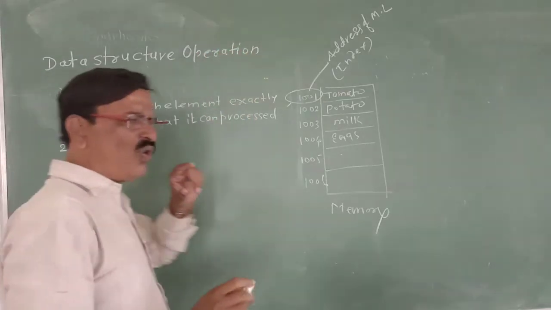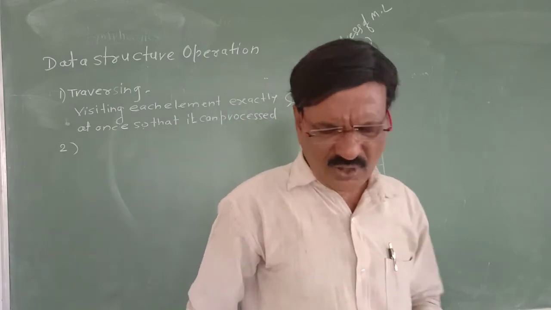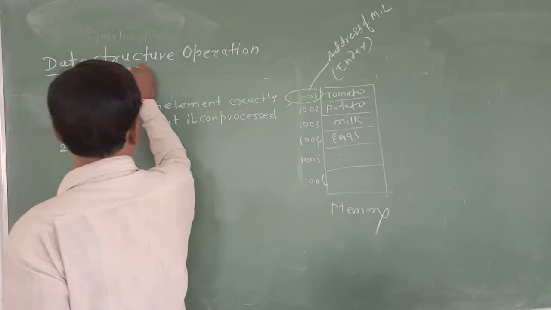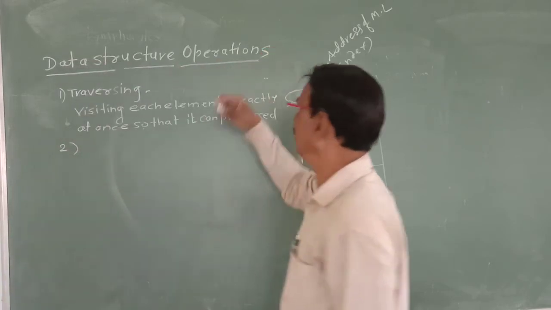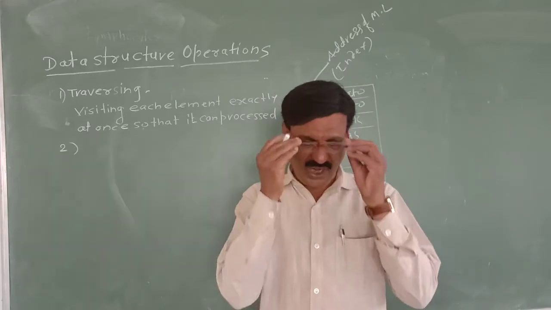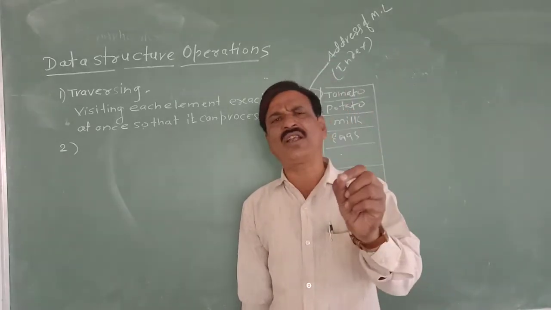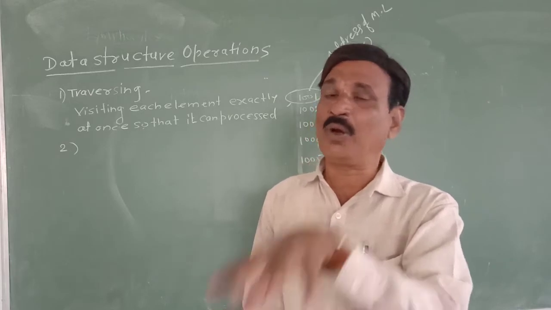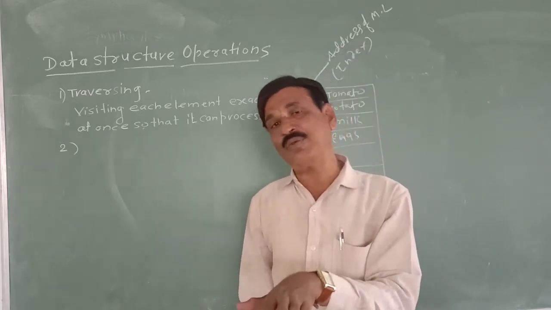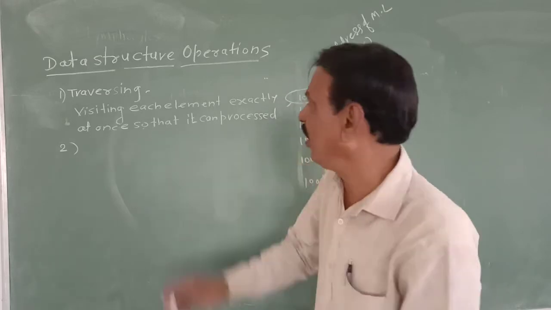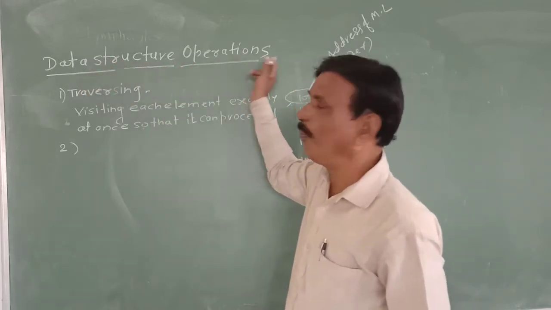Traversing is not the only data structure operation. First of all, what is meant by data structure operation? There are various operations. Organization of data in computer's memory is called a data structure. But once the data is organized in computer's memory, we should be able to carry out certain operations on it. That is called data structure operations.